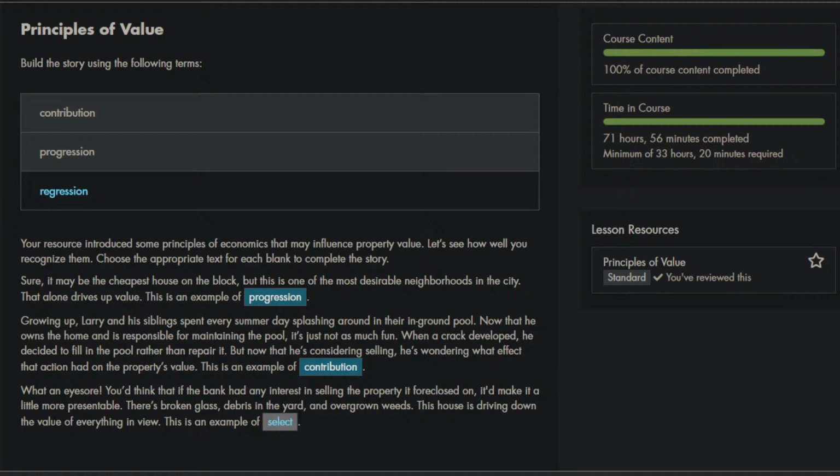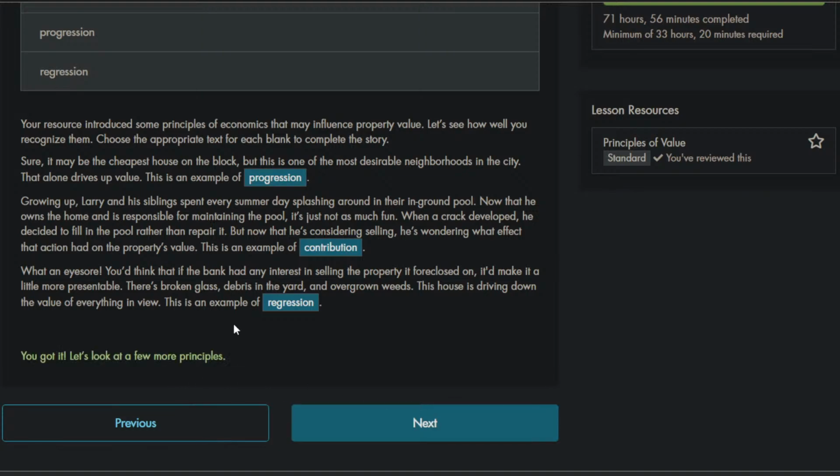What an eyesore. You'd think that if the bank had any interest in selling the property it foreclosed on, it'd make it a little more presentable. There's broken glass, debris in the yard, and overgrown weeds. This house is driving down the value of everything else in view. This is an example of regression. Let's see if I got that right.